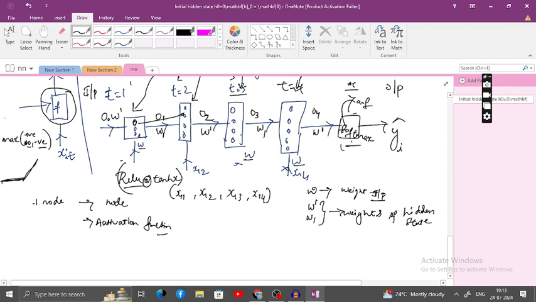Tan hyperbolic, what is this? It varies from -1 to +1. I think I am correct. The tan hyperbolic function varies from -1 to +1. So in the hidden layers, you have the activation function: tan hyperbolic x or ReLU.